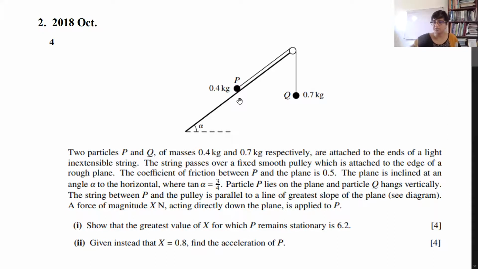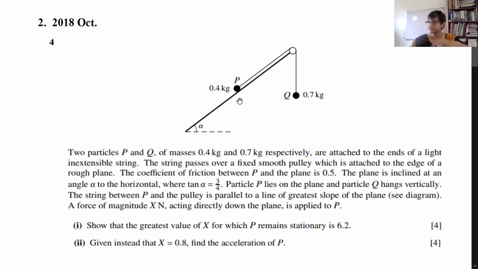If you read the body of the question now, the first few sentences would cover things that you have already absorbed by looking at the diagram. Let's quickly read it. Two particles P and Q of masses this and this respectively are attached to the ends of a light inextensible string. Notice that in every question you will see that. The string passes over a fixed smooth pulley. You will see that too in every question, which is attached to the edge of a rough plane. This plane is rough. There is friction.